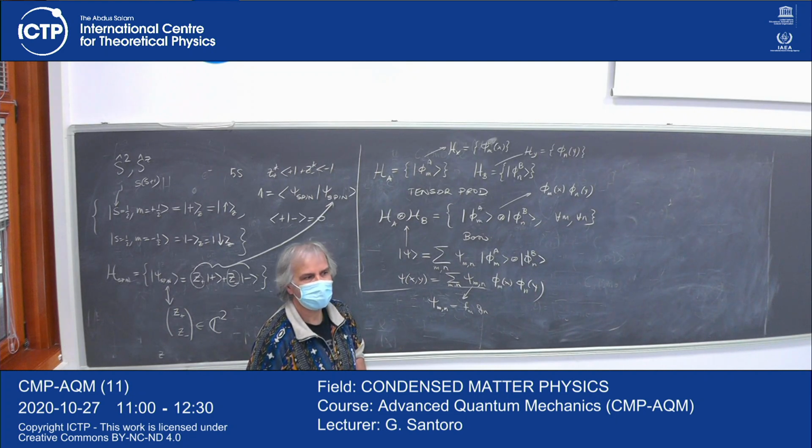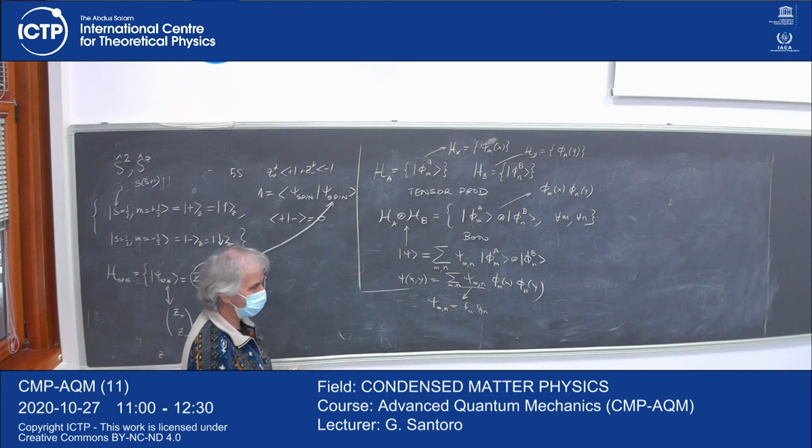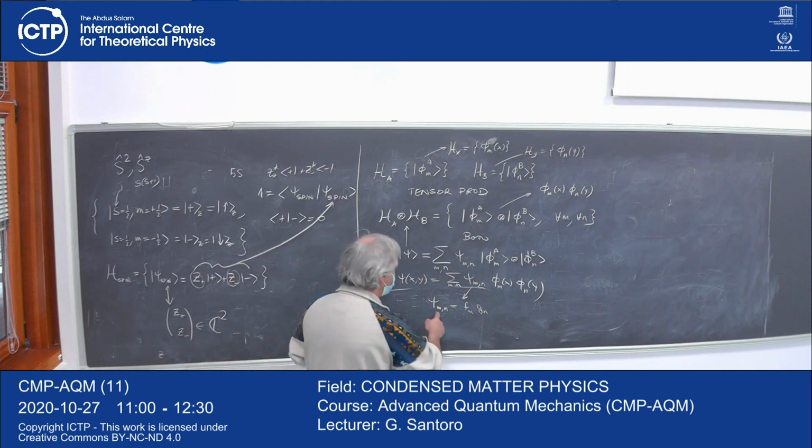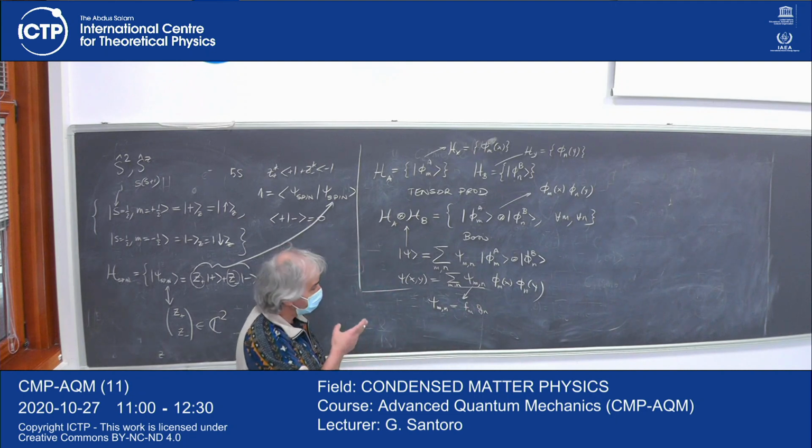But how exactly? How you want. I mean, suppose that I have a 2 by 2 matrix. Try to write a 2 by 2 matrix in this form. You will see that this is a matrix.